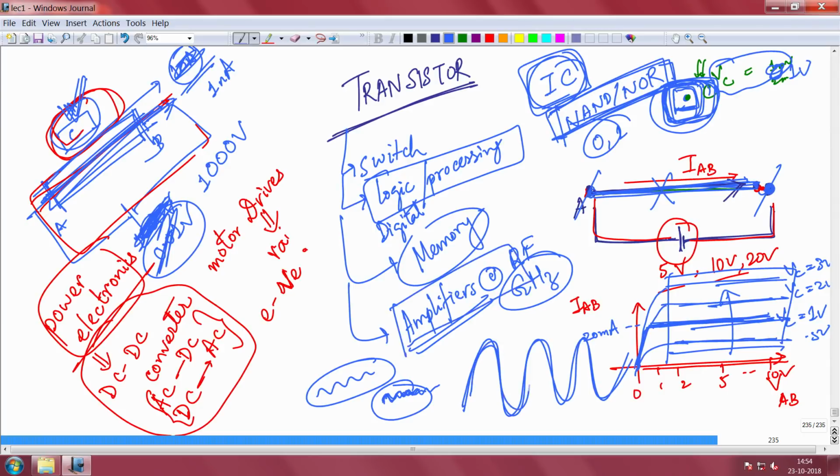And once you amplify it, you have to process the data. There could be an LNA, a low noise amplifier. You have to eliminate the noise. There are many stages of that. Finally, you process the data.